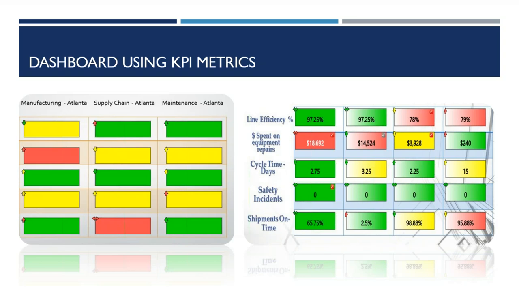Next thing, looking at a dashboard using your KPI metrics. On the left-hand side, you can have something simple as, here's all my data, here's all my details. We can all see there's no data on the left, it's strictly colors. It's giving me a quick pulse of the business, how we're doing at that time.